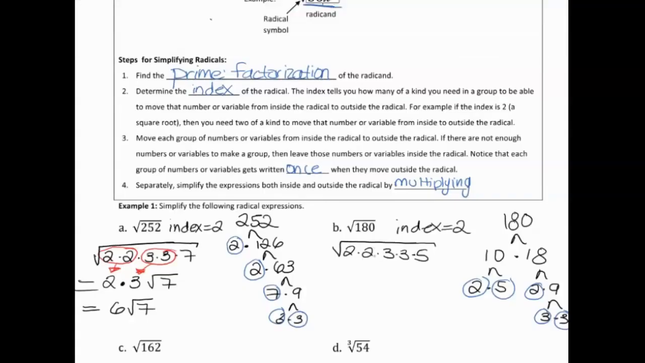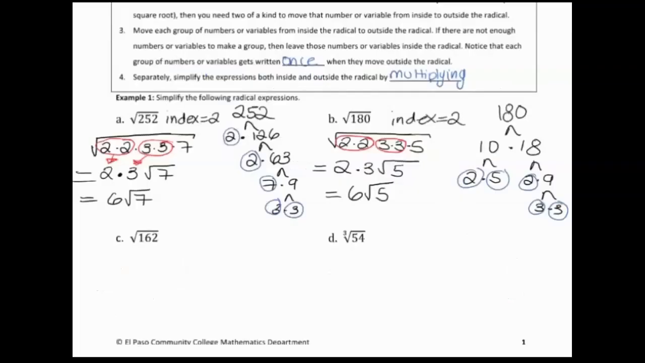So we have a group of 2 and a group of 3s, and we're going to write it outside the radical once. So 2 times 3, and the 5 stays inside. Then we have to simplify by multiplying 2 times 3, 6. So 6 square root of 5. Example C is very similar to A and B. So this one you can go ahead and try it out on your own.